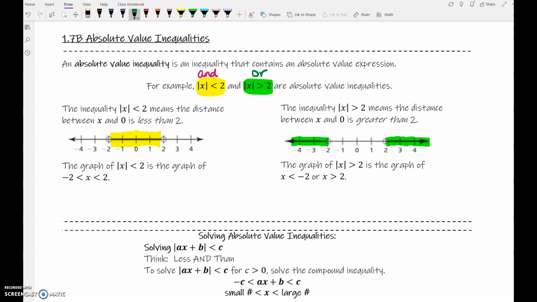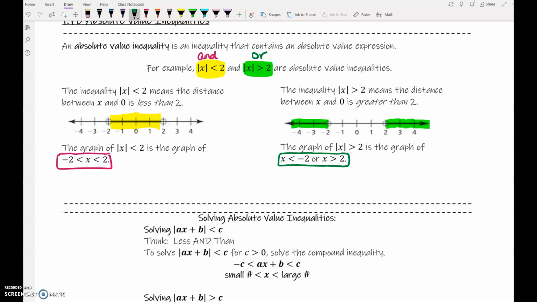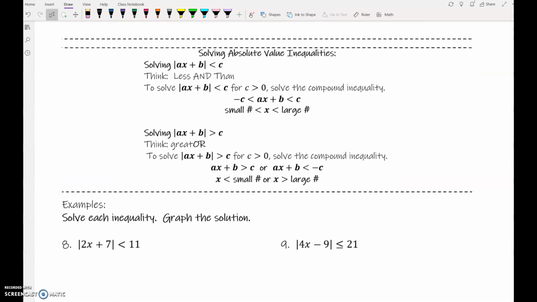So absolute value less than creates an and inequality, the 3-part, negative something less than x less than positive something. And a greater than absolute value inequality creates an or inequality. To solve absolute value inequalities, if you have absolute value of stuff is less than c, you do -c less than stuff less than positive c.